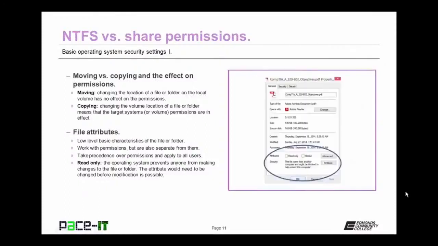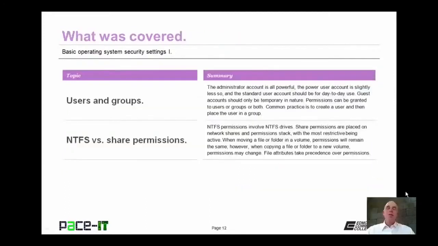An example of a file attribute is read-only. The operating system will prevent anyone from making changes to the file or folder. The attribute would need to be changed before modifications were possible to that file or folder. Now that concludes this session on basic operating system security settings. We covered users and groups, and then we looked at NTFS and share permissions.